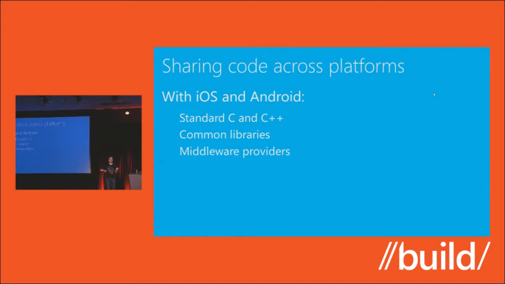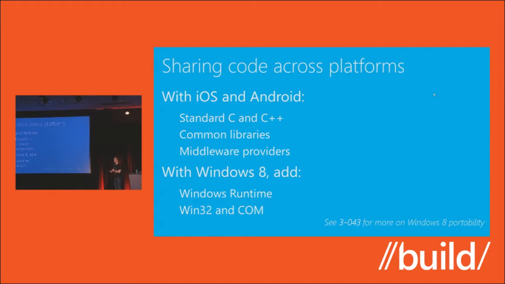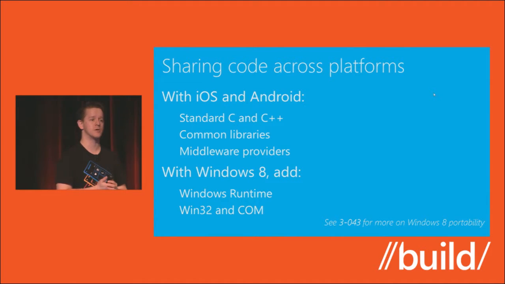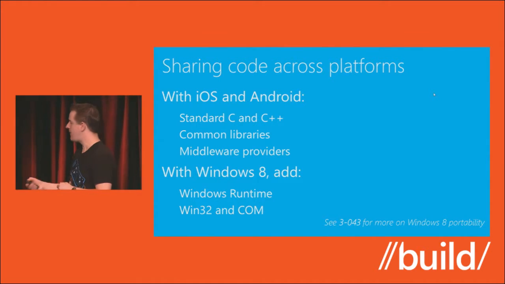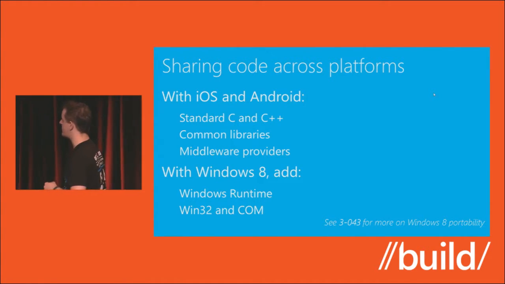And with iOS and Android, or other platforms, you can use standard C and C++, you can use common libraries, open source libraries, and of course middleware providers like Unity and so on. And if you're sharing code with Windows 8, you can use all of those things, of course. And you can also use Windows Runtime APIs that are shared between Windows Phone and Windows Desktop. And you can also use the set of Win32 and COM APIs that are enabled for Windows and Windows Phone. And there's a talk here, 3043.